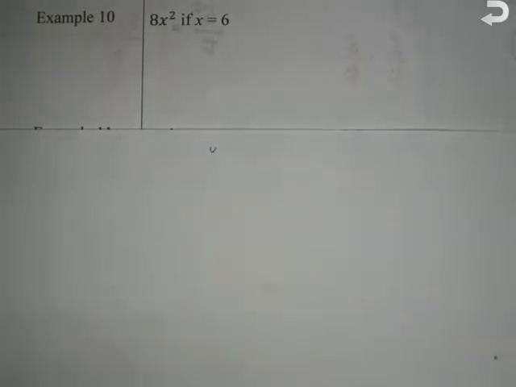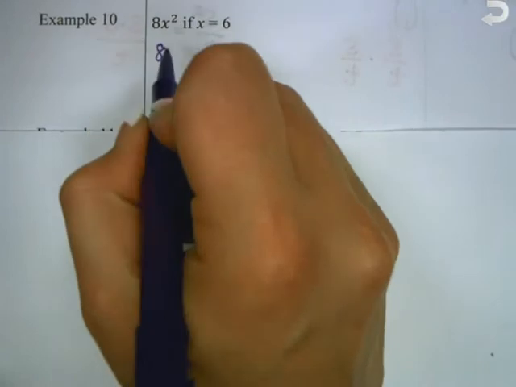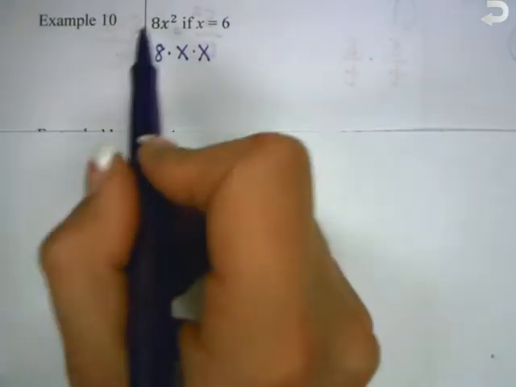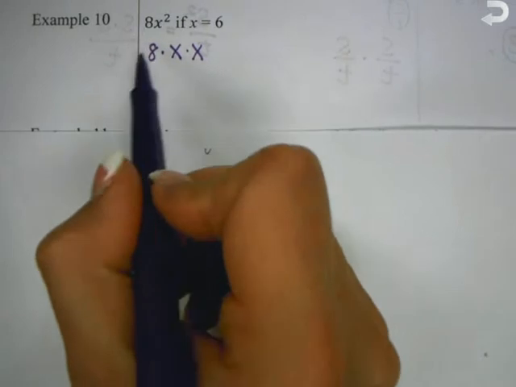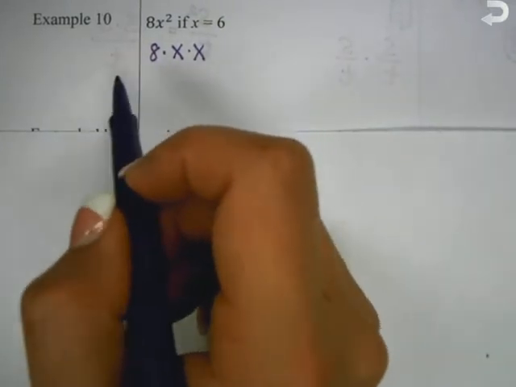Okay, now what am I going to do, Josh? You plug in 6 for x. Yep, I plug in 6 for x. Good. So 8 times 6 times 6. And what is 8 times 6? 48. 48 times 6 gives me a big number. 288.